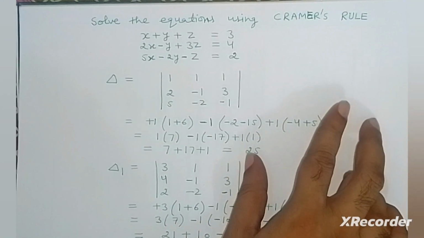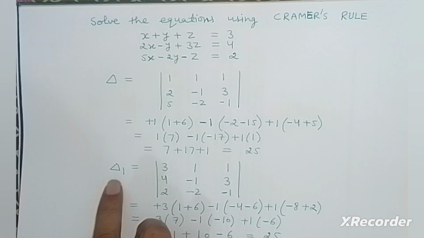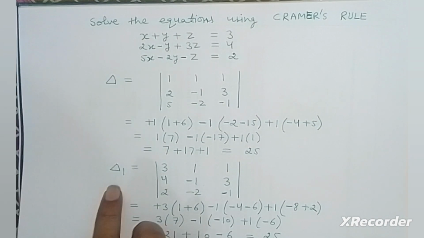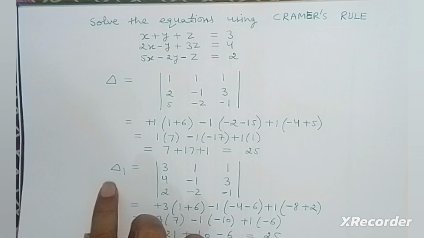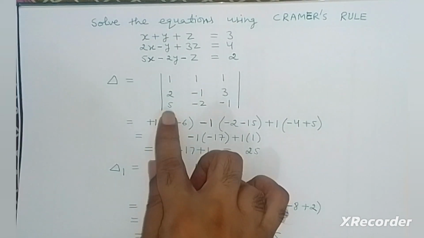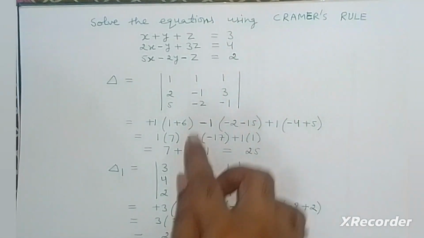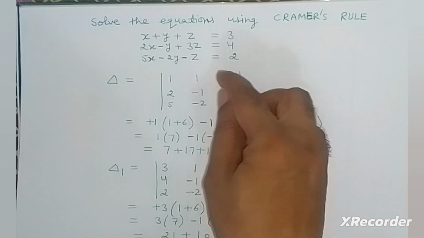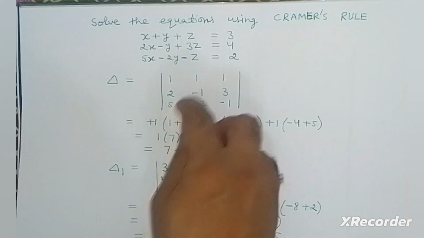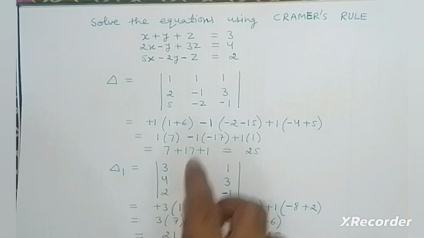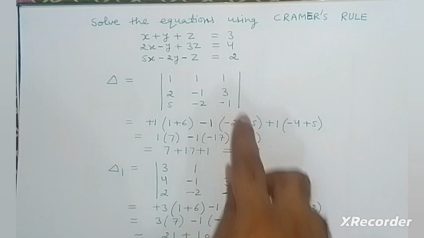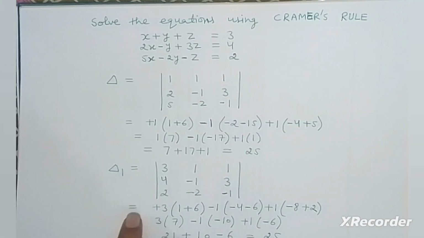Now we can calculate the value of determinant delta 1. For calculating the value of determinant delta 1, we can replace the first column with this value. So replacing the first column with this value and all the other columns are same. So first column is replaced by 3, 4, 2, and the other two columns are same, 1 minus 1 minus 2, 1, 3 minus 1, and same procedure is applied to calculate the determinant.